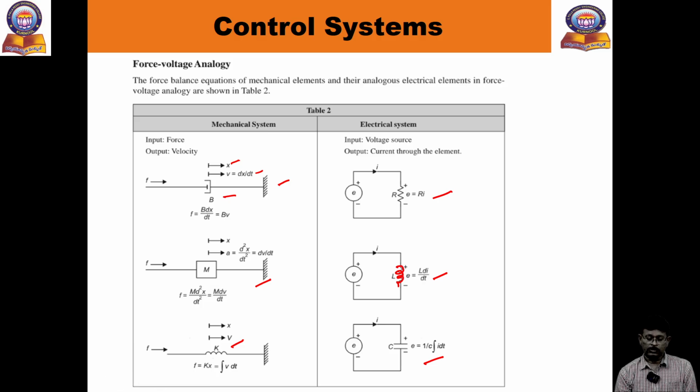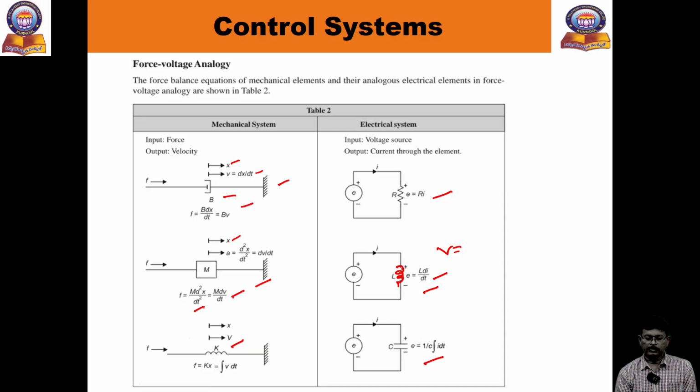Now you can observe here, in terms of displacement, force equals mass into acceleration. Now we are taking the displacement in this case, so that is m d square x by dt square. If we consider the velocity, it is m dv by dt. Clear? Similarly, here we get E equal to L di by dt. In place of voltage V, you are taking the EMF E. We can take V also, no problem.